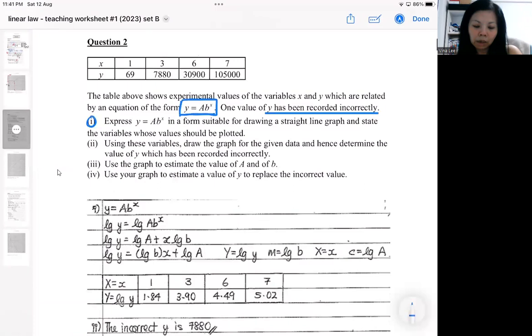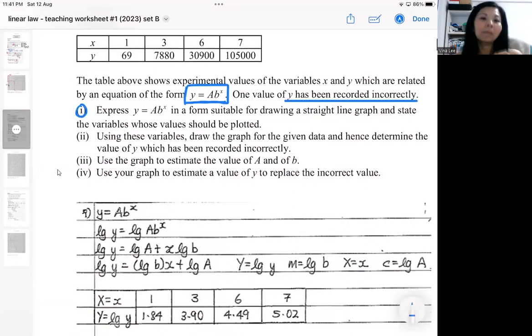If you see that there is something in the power, that is where you need to take logarithm on both sides. So to answer part 1, you need to linearize. If you don't linearize, which is step 1, back to the same step. So the first step, I'm going to linearize first so that I can know my capital Y and capital X. So in this question, we need to insert log on both sides.